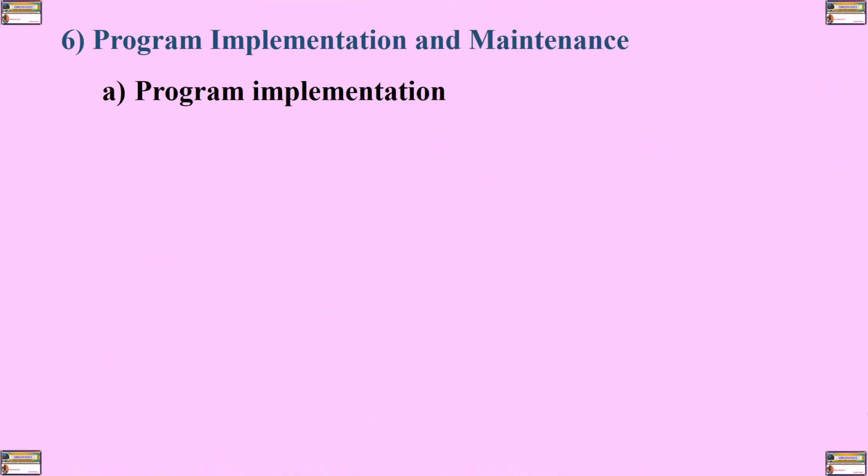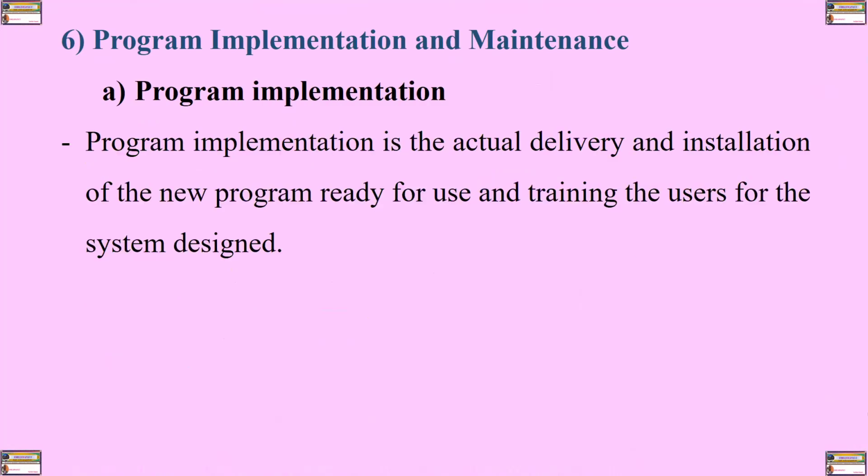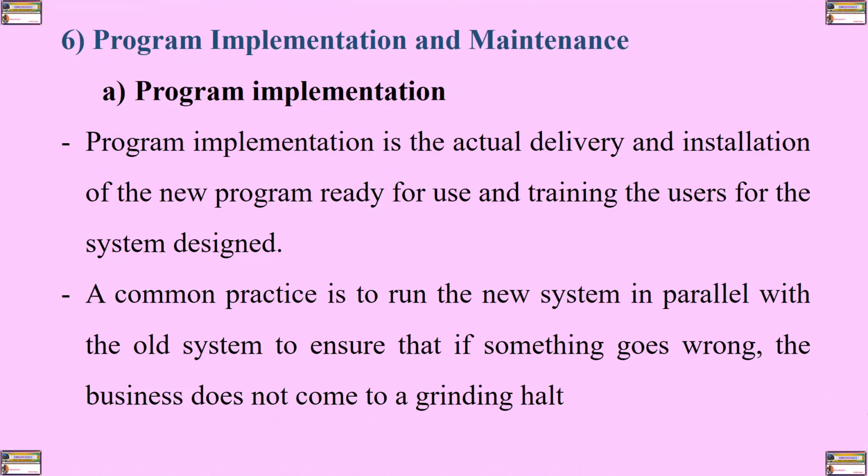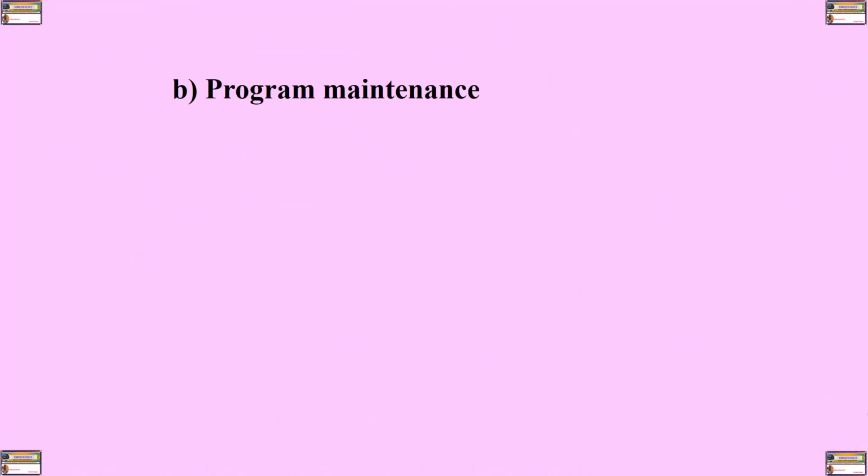Number 6, or step 6 of phase 6, is program implementation and maintenance. What is program implementation? Program implementation is the actual delivery and installation of the new program ready for use and training the users for the system designed. A common practice is to run the new system in parallel with the old system to ensure that if something goes wrong, the business does not come to a grinding halt.